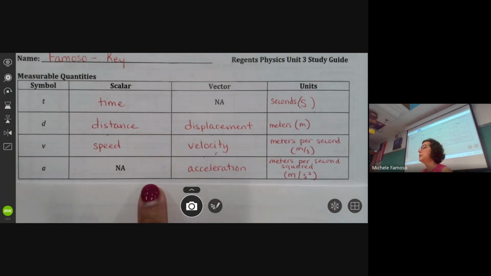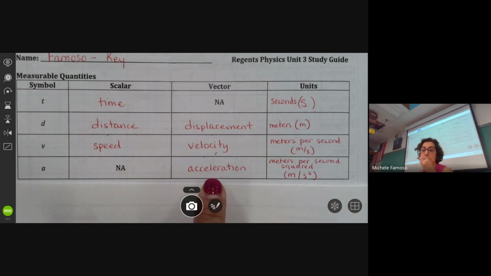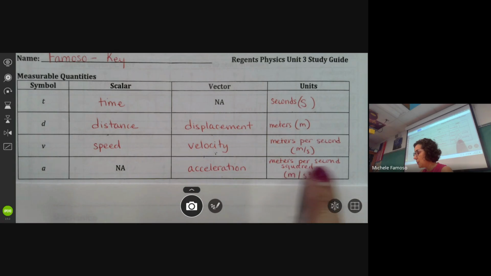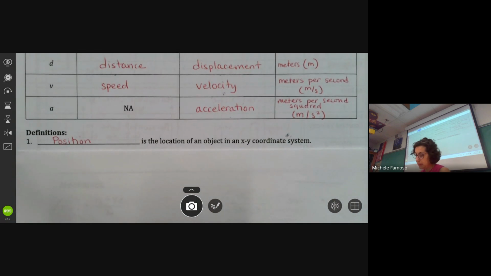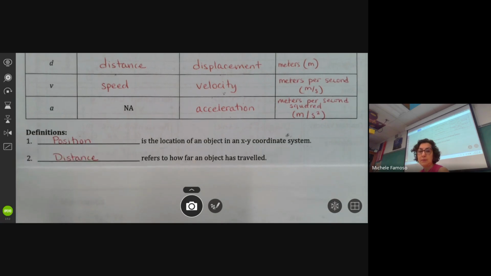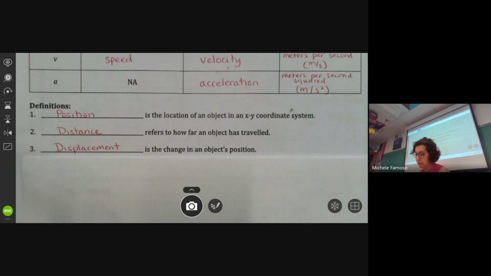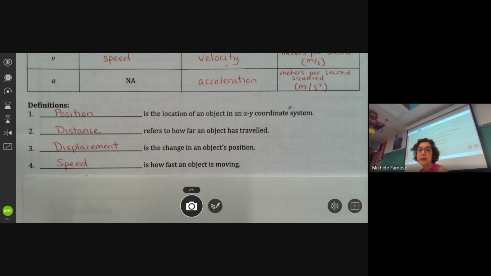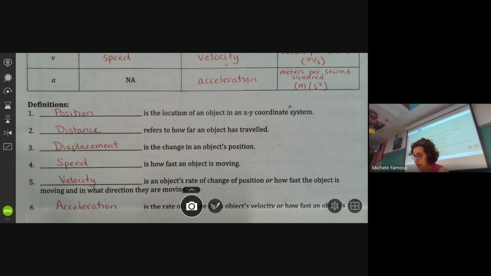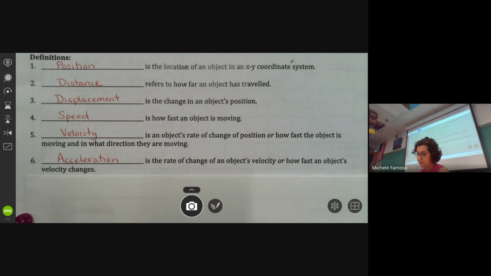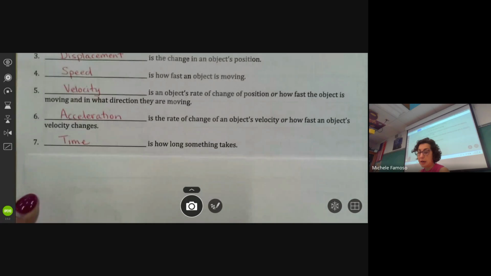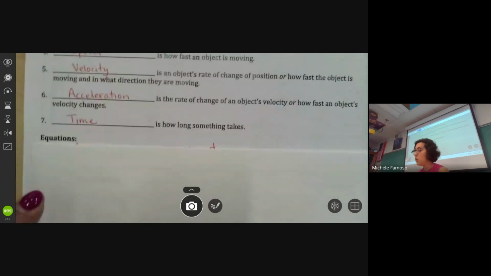Lowercase a is never a scalar quantity. It stands for acceleration, which is a vector. It's always measured in meters per second squared, which we abbreviate as m over s squared. All right, let's go through the definitions. The first one is position. The second is distance. The third is displacement. The fourth is speed. The fifth is velocity. And sixth is acceleration. Number 7 is time.